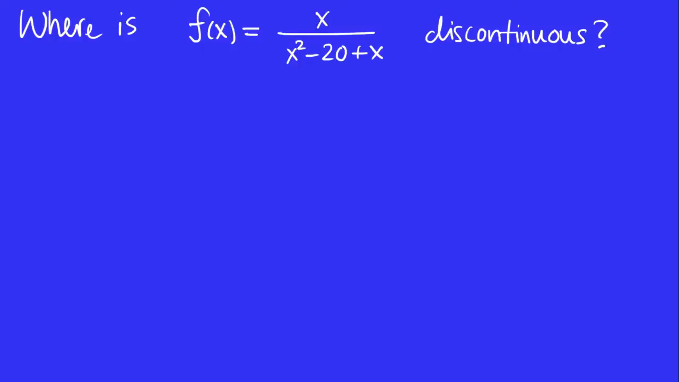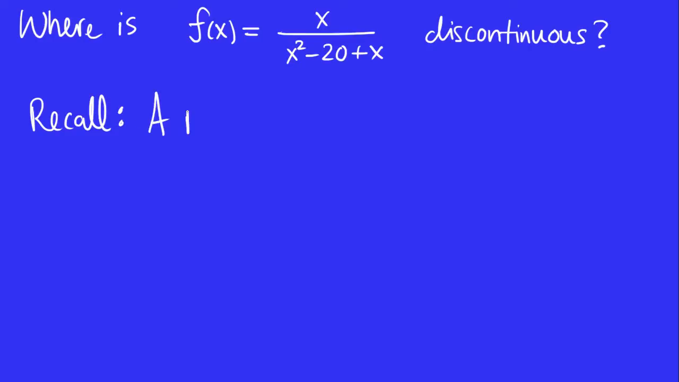Why don't we find where this function here is discontinuous? This function is called a rational function, right? Because it is a quotient of two polynomials. And there is a little theorem that says a rational function is continuous wherever the denominator is not zero. Why don't I just write that down quickly?